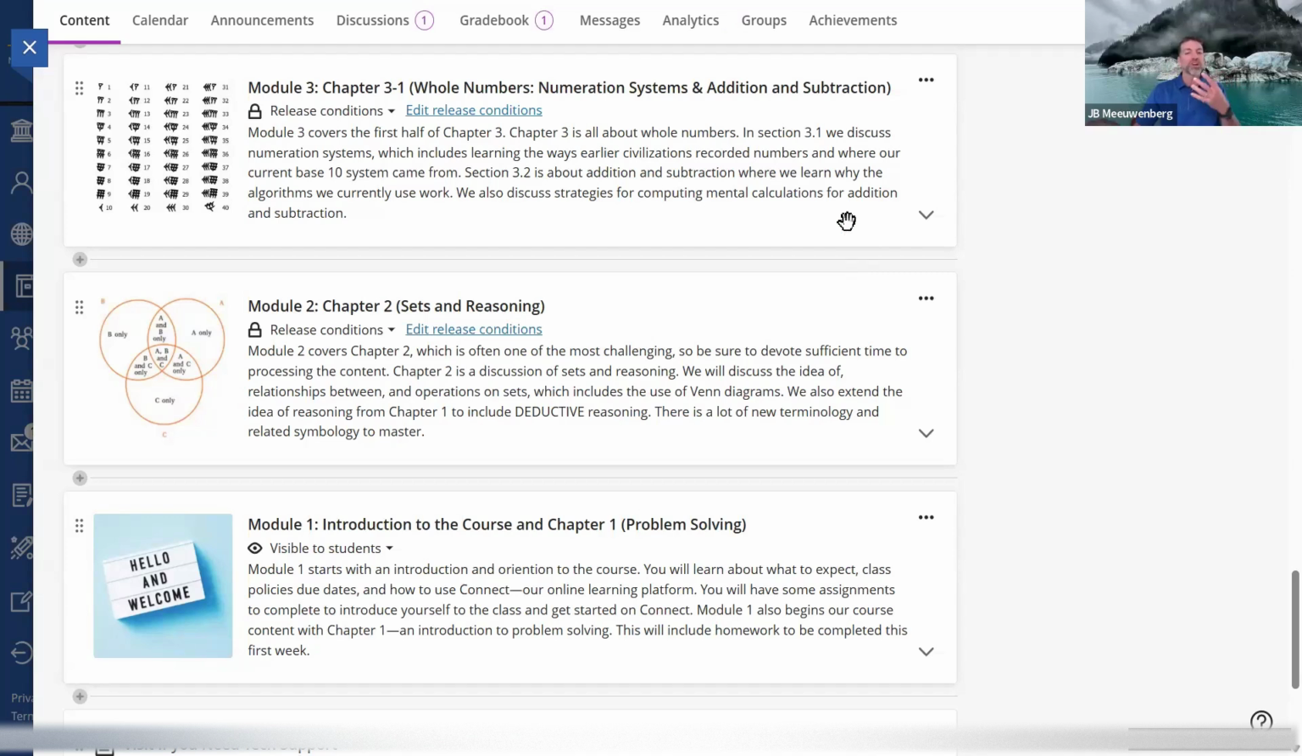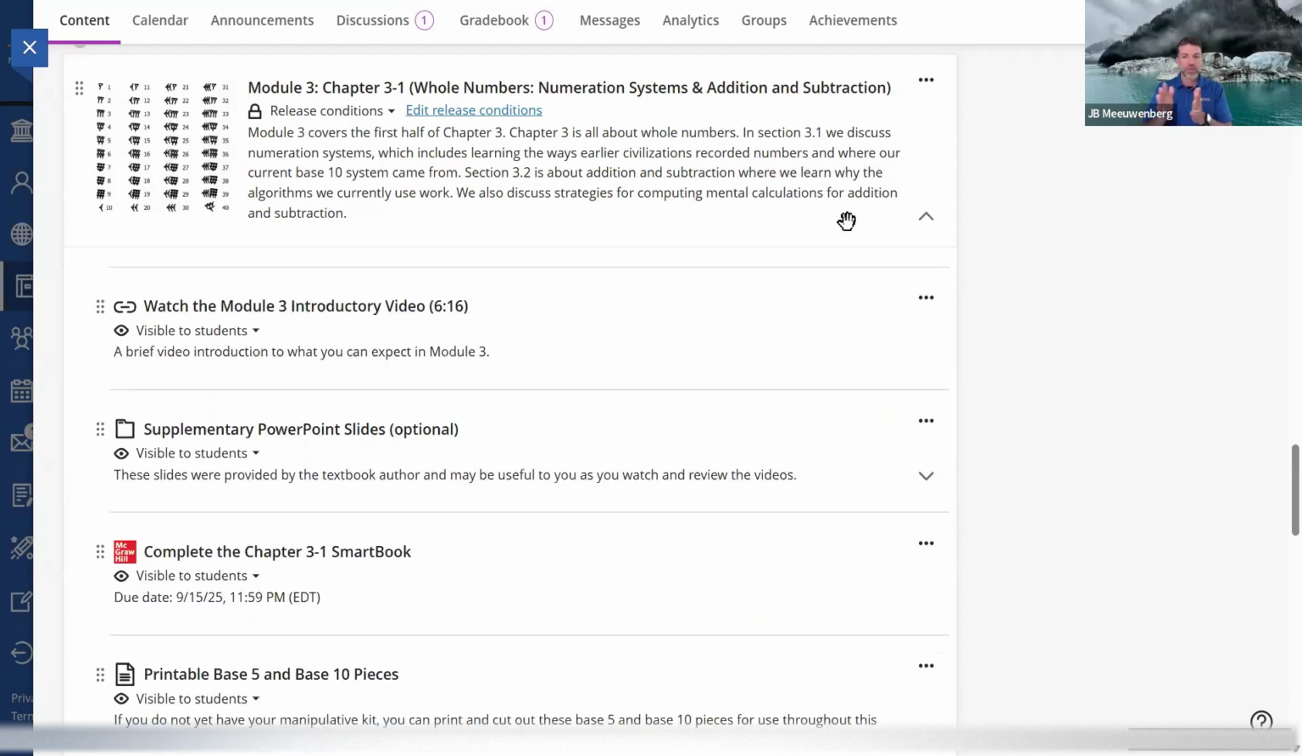And there are 4 different sections in your textbook for module 3. So what I've done is I've actually broken it up into 2 different weeks. Module 3, we're going to cover the first 2 sections. And when we move into module 4, we'll cover the next 2 sections. Module 3 is all about whole numbers. And the first 2 sections focus on numeration systems and addition and subtraction.